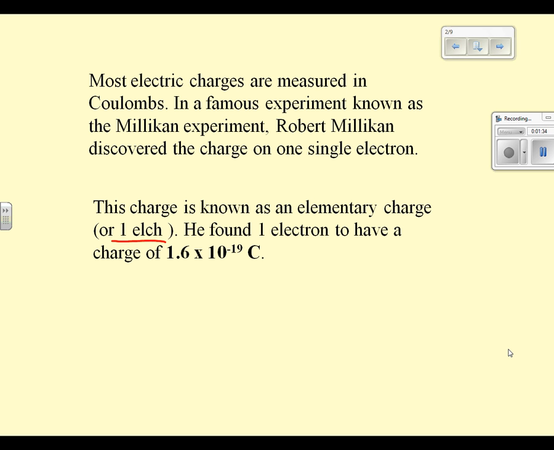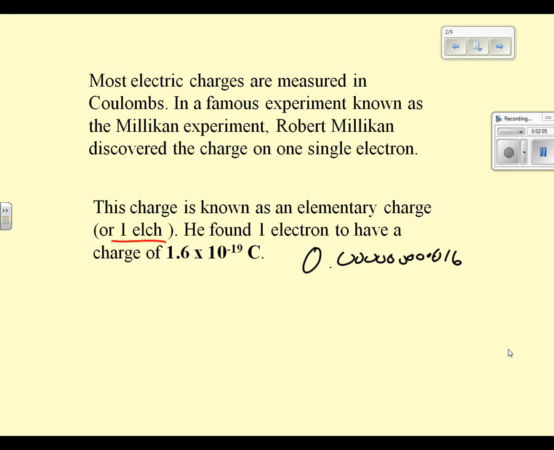He found 1 electron to have a charge of 1.6 times 10 to the minus 19 coulombs. Now you remember the whole scientific notation stuff. What does that mean? 1.6 times 10 to the minus 19 means 0.0000000... How many zeros? 19. Actually only 18, then 1, 6. 18 zeros plus the 1.